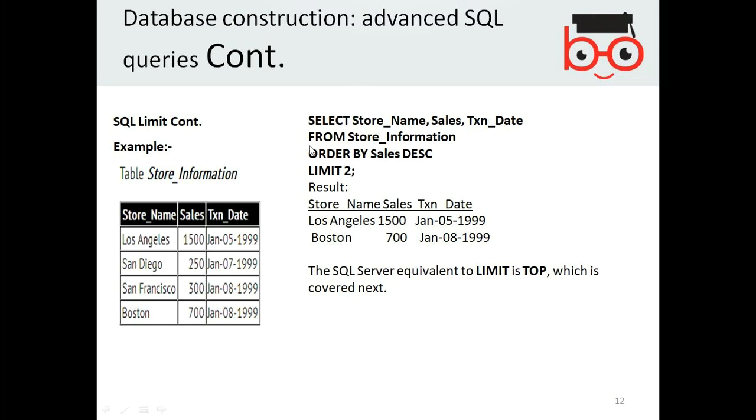It says select store name, sales, and transaction date from store information, which is a table. Order by sales. Sales is the order column. It's asking you to sort as well, by descending order, like the decreasing order. So it has to give a limit of 2. If you sort this table, the first is the 1500 sales, another is the 700, and the third record in the order is San Francisco, the fourth one is San Diego. Make sense? So in addition to the limit, it has tested the order by clause as well.